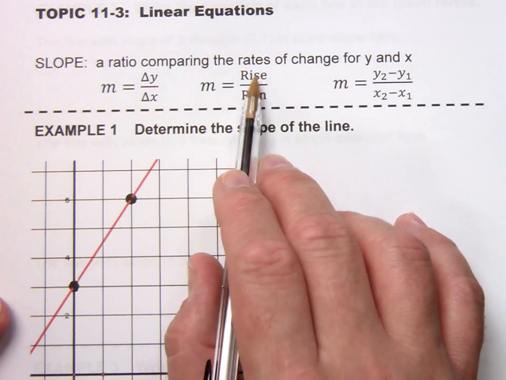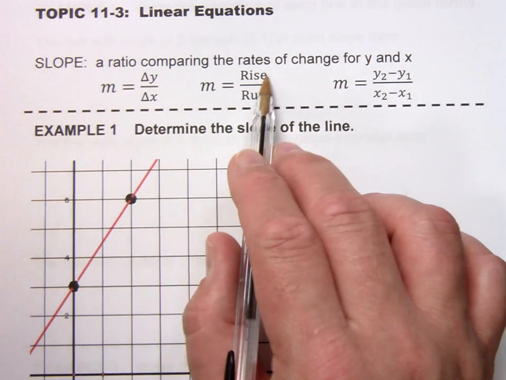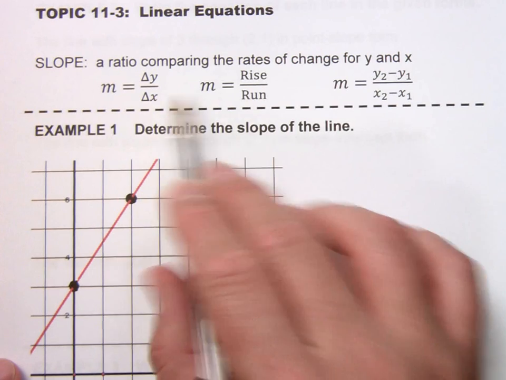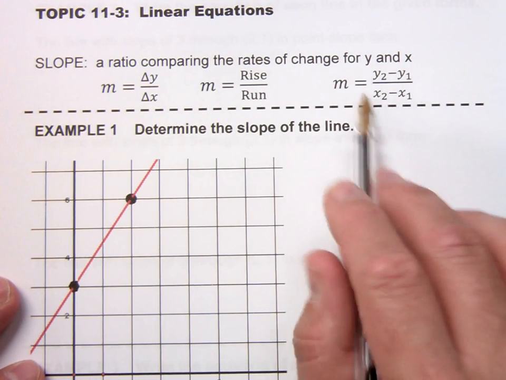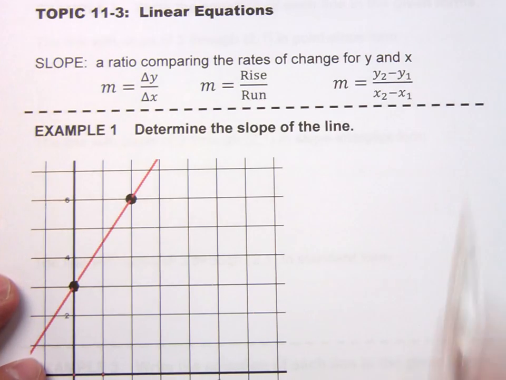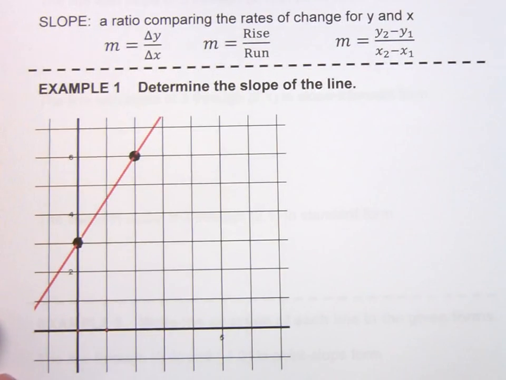We often call it the rise over the run when we're describing it, because the y value controls the up and down, the rise, and the x value controls the left and right, the run. And then this is the formula for finding the slope of a line if you have 2 points on the line. So right down here on example 1, it says determine the slope of the line.